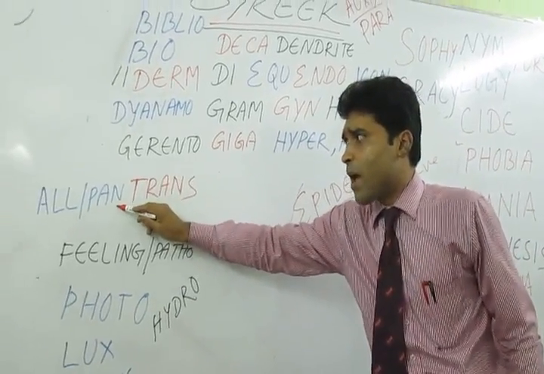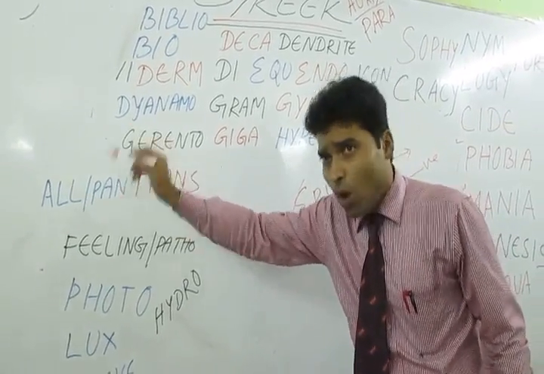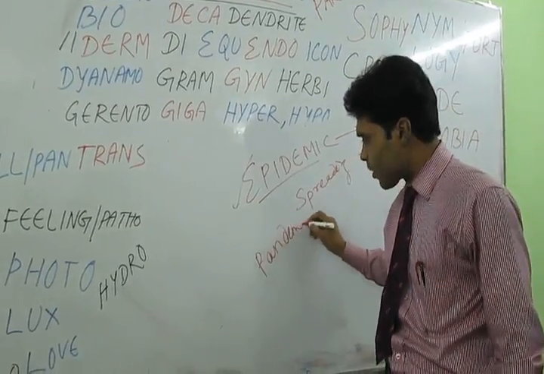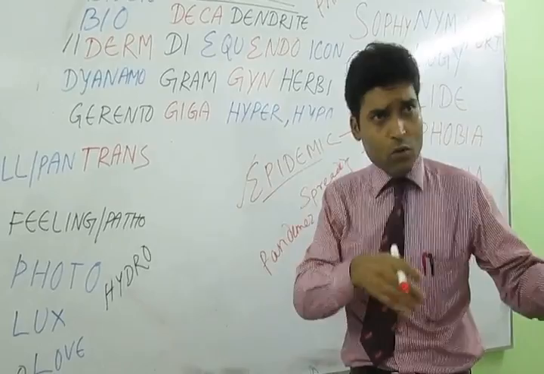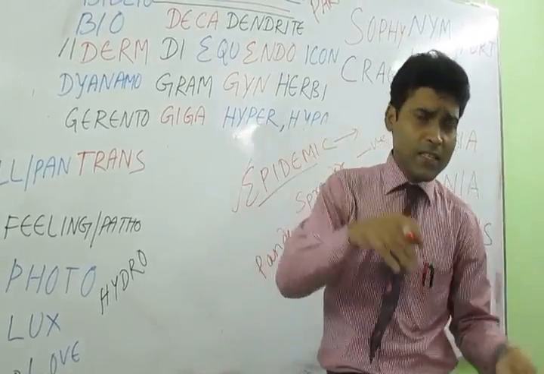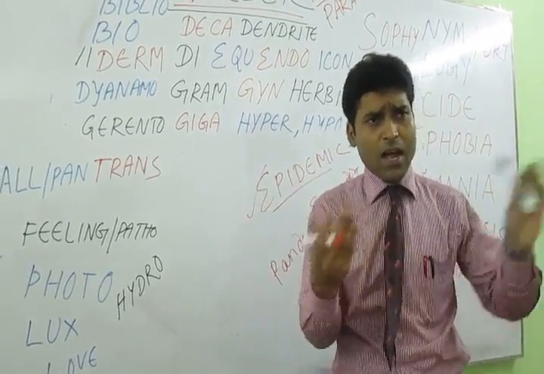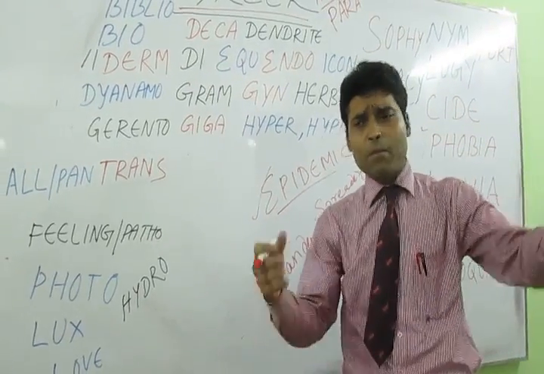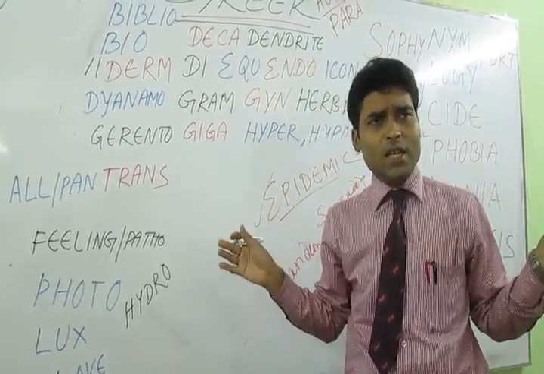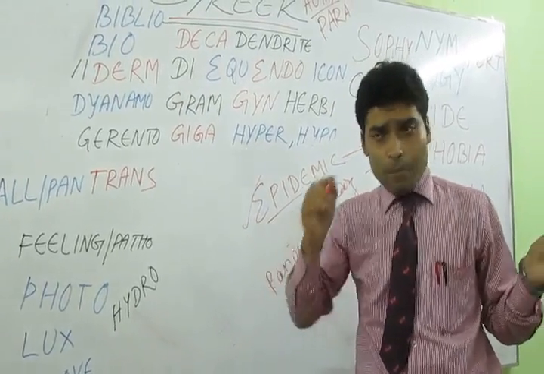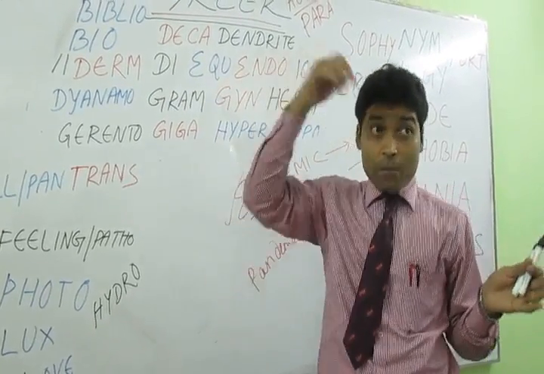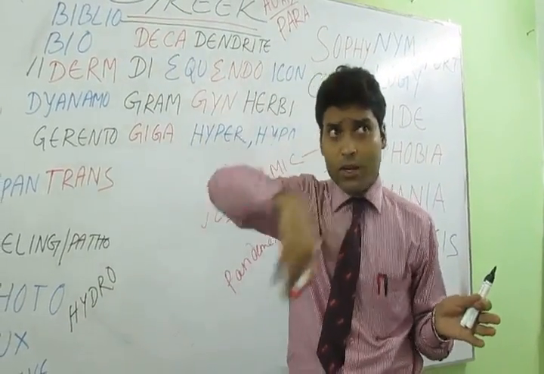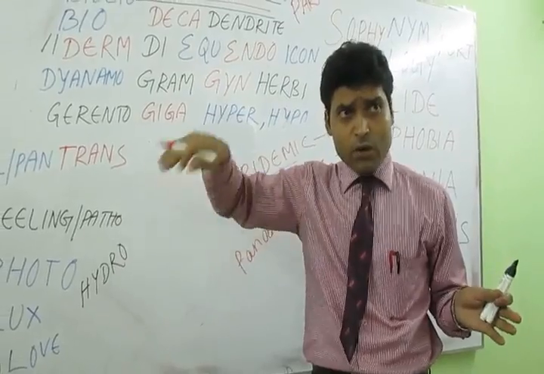Just see this, P-A-N, pan. Pan means all. So pandemic means, suppose plague is spreading from Gujarat to Madhya Pradesh, then Rajasthan, then Jharkhand, then Chhattisgarh, Andhra, Odisha, then from Odisha to Bangladesh, then Bangladesh to Myanmar, then Myanmar to China. All these things, then that means it is pandemic. Pan means all. Pan America means all the American people, all the American countries, states, territories, areas.